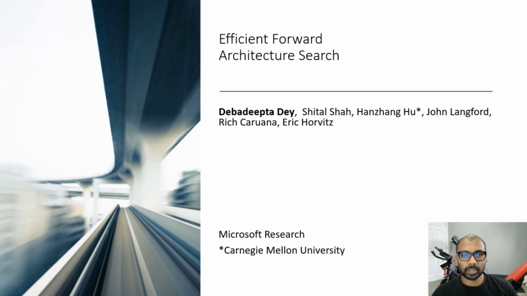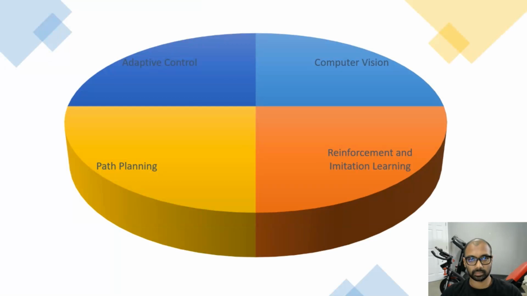Good morning, everyone. I'm very excited to be here talking at the AI Breakthroughs event. Welcome. My name is Debadeepta Dey, and I am a researcher in the Reinforcement Learning Group, which is part of the Machine Learning Research Area in MSR Redmond. I'm very excited to be here today talking to you about a hot topic in machine learning called neural architecture search and our latest algorithm. This is joint work with Sital Shah, Hanzang Hu, John Langford, Rich Caruana, and Eric Horvitz.